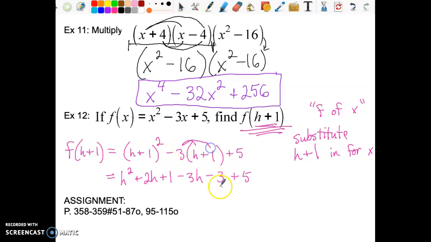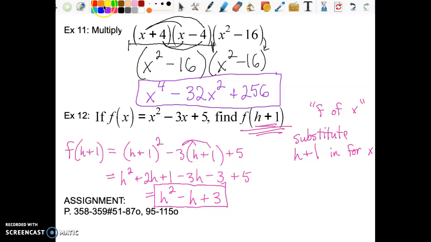Because negative 3 times 1 is negative 3. And so our final answer, when you combine like terms, 2h minus 3h is negative 1h. 1 minus 3 is negative 2, plus 5 is 3. Yeah, this will be our final answer.